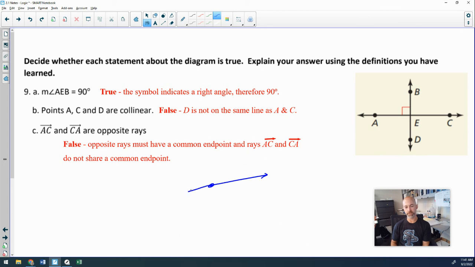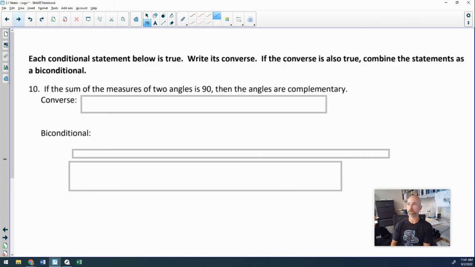So this would be examples of opposite rays that both start with that end point. And that is not what happens here. They kind of overlap. So nope, those are not opposite rays. All right, let's see. Moving on.